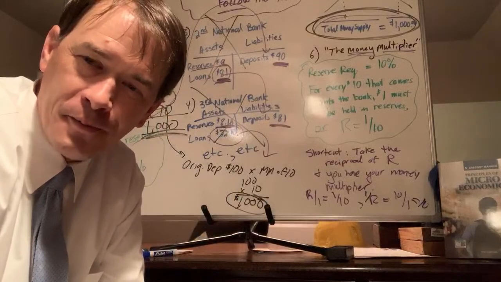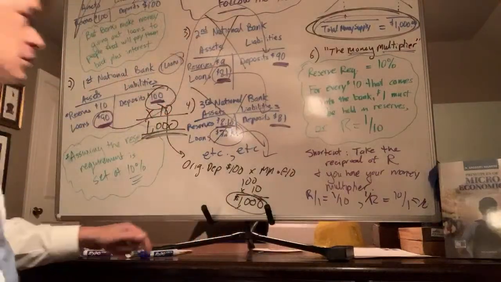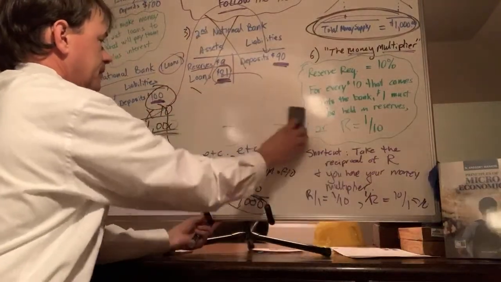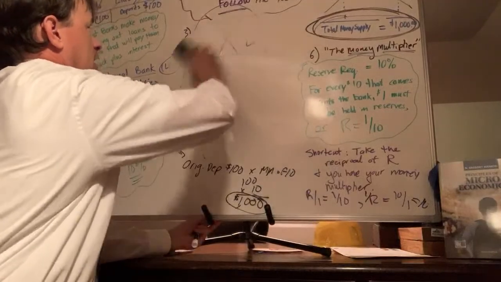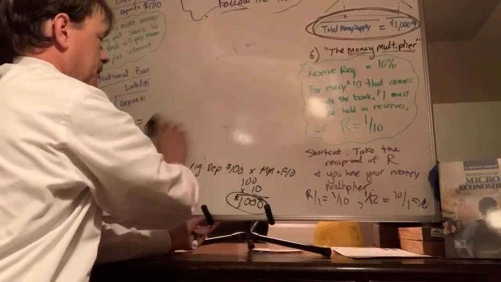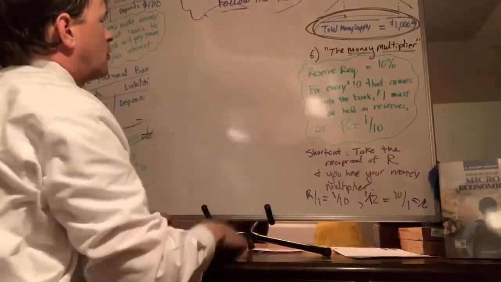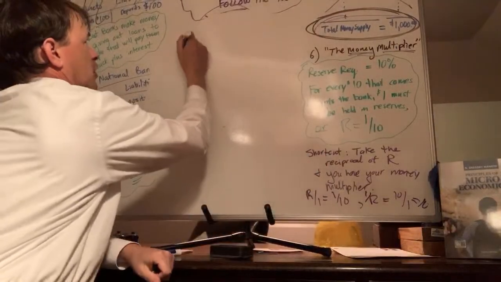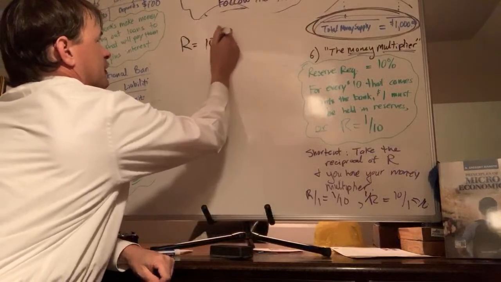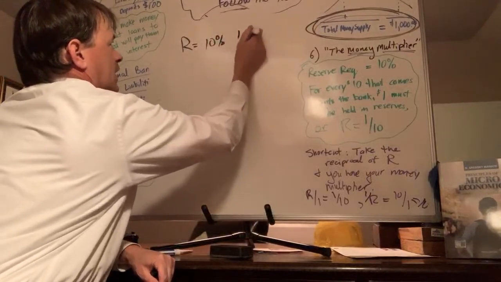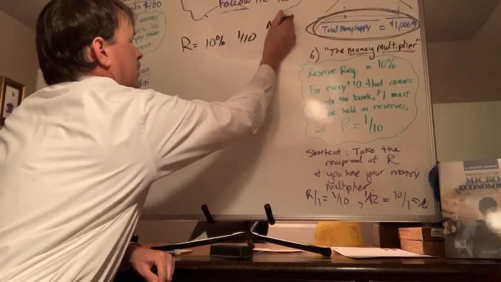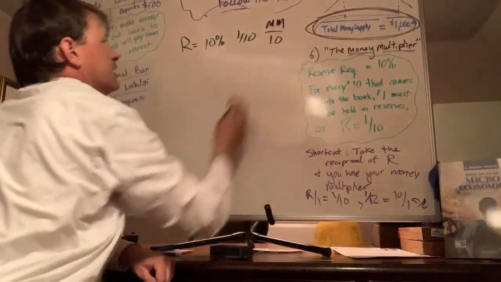Okay? So let's think about it a little bit then. I'm going to erase some space here. All right, let's work a couple. What if my reserve requirement, so again, our reserve is 10%. That's like saying 1 out of 10. Our money multiplier then is going to be 10.